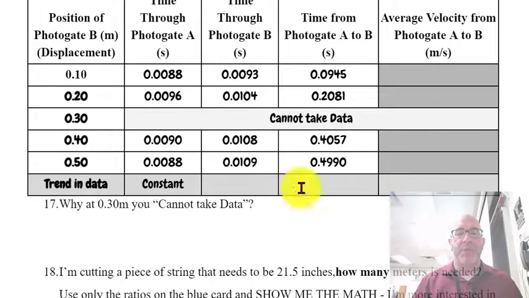Now we ran this experiment and I was not able to collect data at 0.30 meters. Why is it that you cannot collect data?